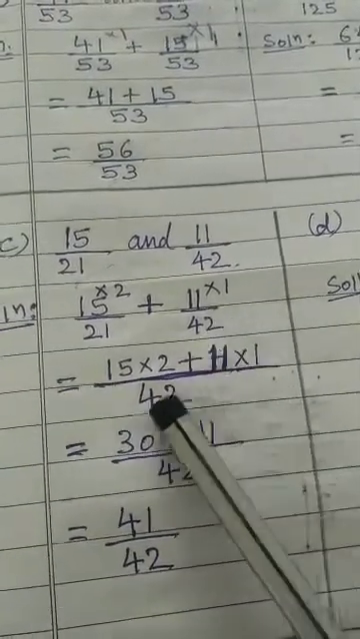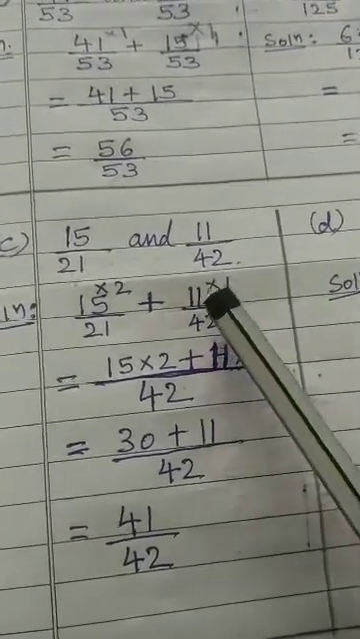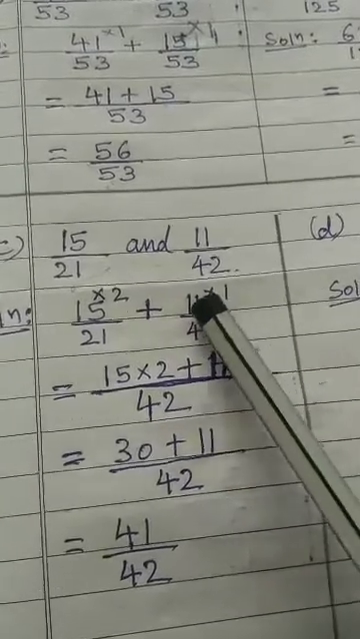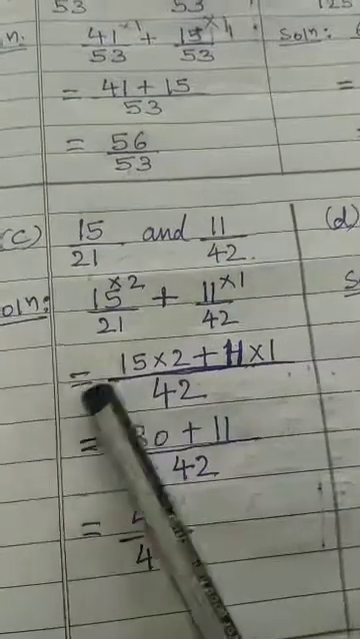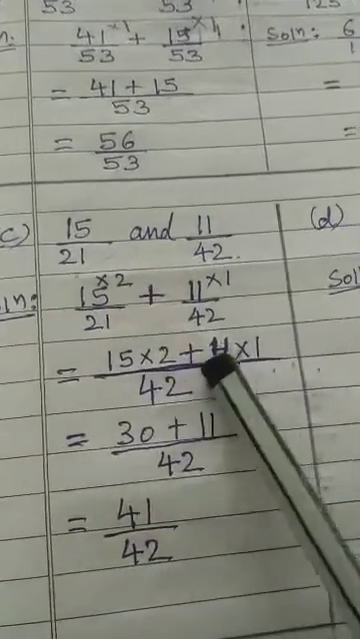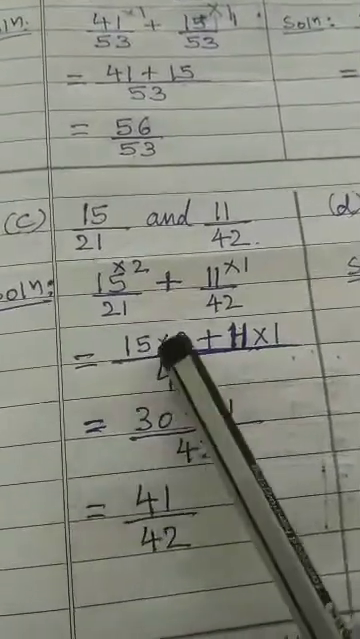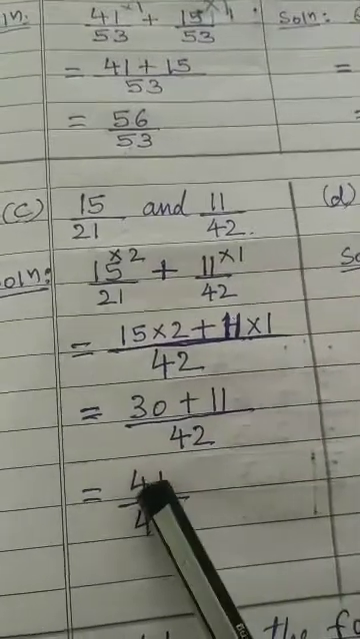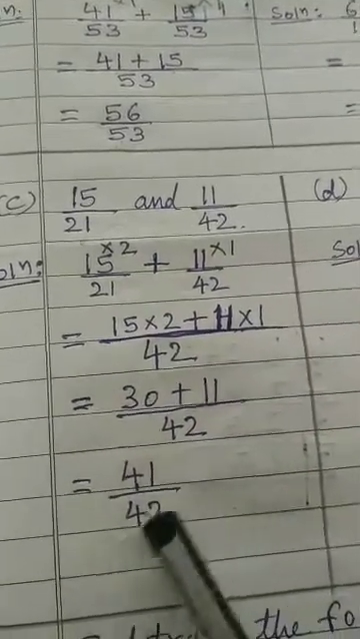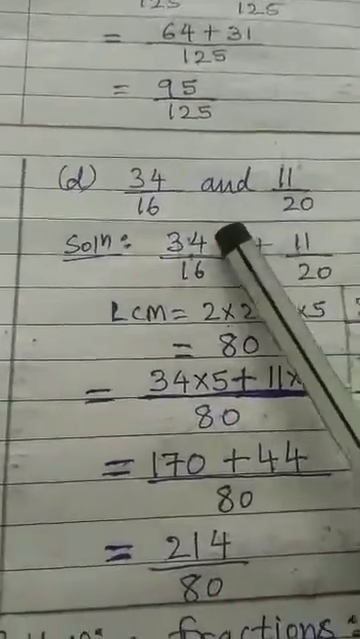See, 42, here 42. 42 ones are 42. Afterwards, multiply these two: 11 ones are 11. You have to show this multiplication. Next step: 15 into 2 plus 11 into 1, by 42. Here 15 2s are 30 plus 11 ones are 11. 30 plus 11 is 41. So the numerator is 41, the answer is 41 by 42.